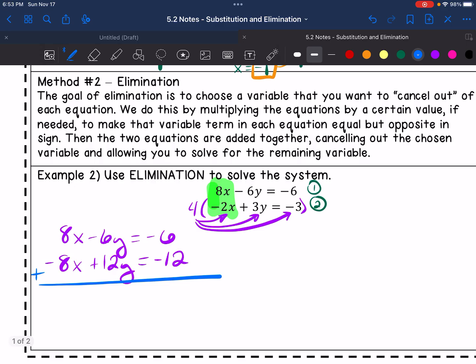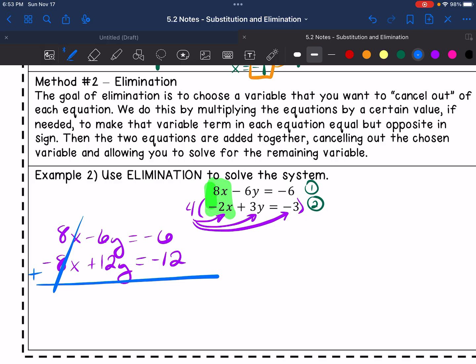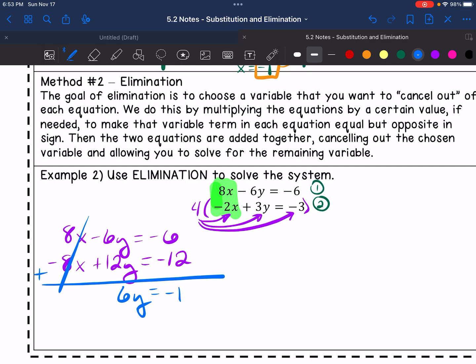So we know that 8 minus 8, or 8 plus -8, makes 0. Okay, so that has canceled out. And then I've got -6y plus 12y, which equals 6y. And then on the other side of the equal sign, -6 plus -12 is -18. So now I have a short one-step equation. Y is my only variable. So I just need to get y by itself by dividing by 6. And that's going to give me y equals -3.